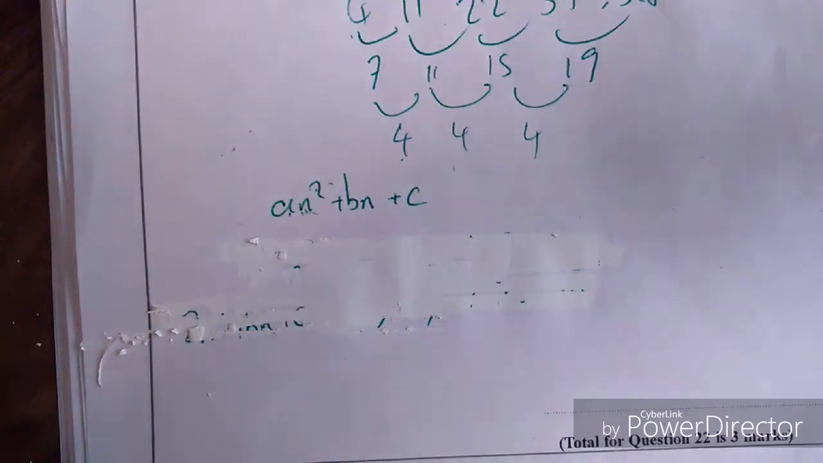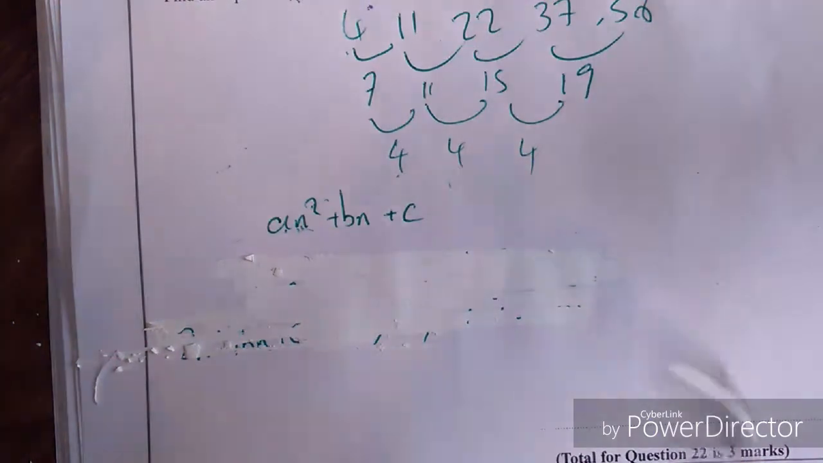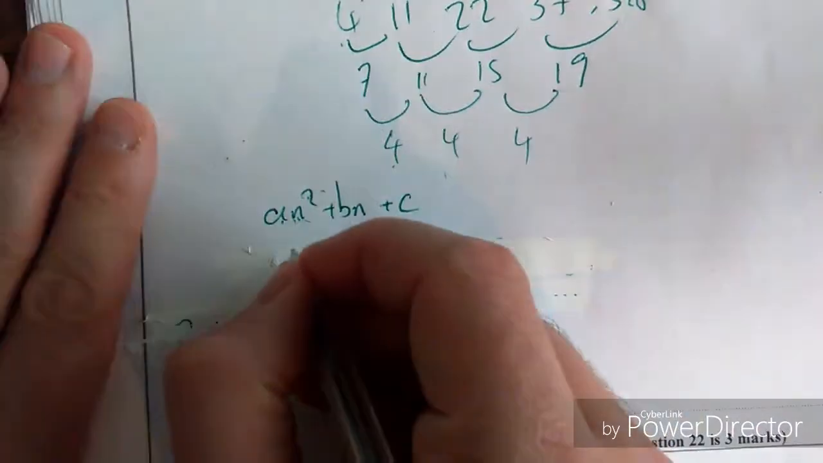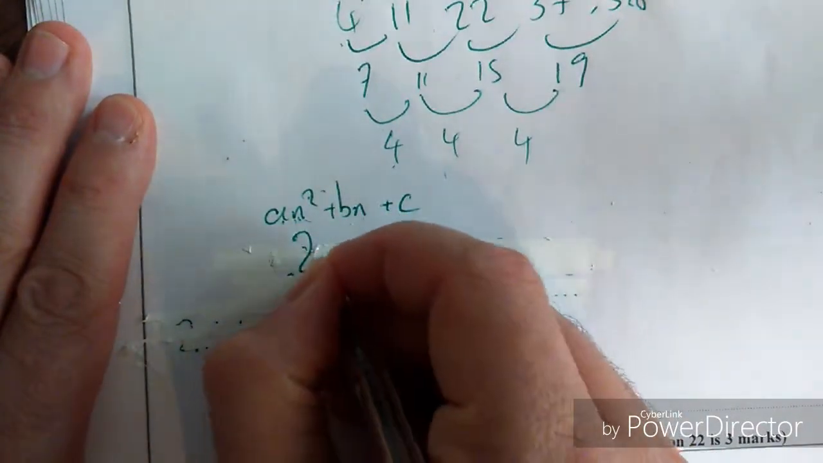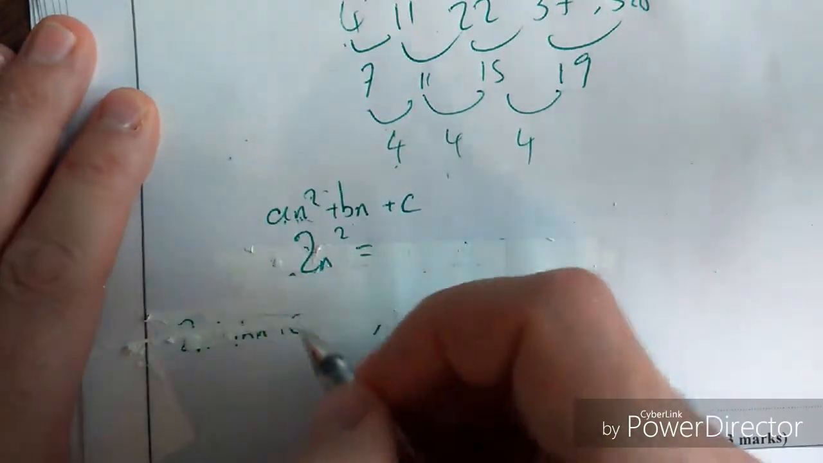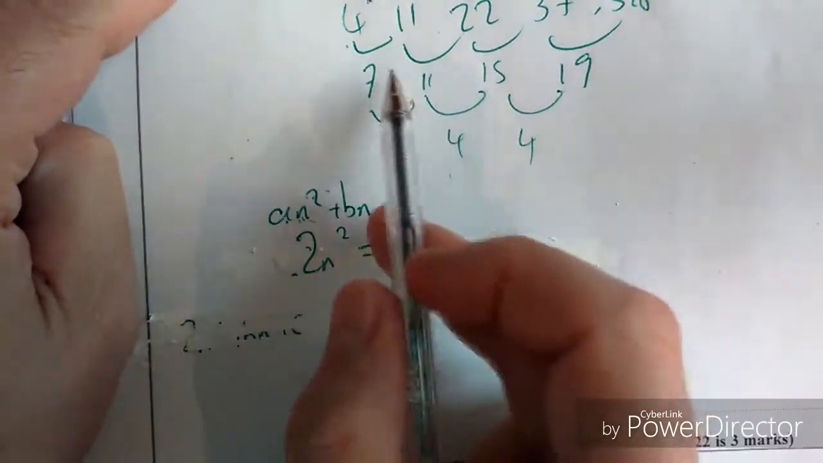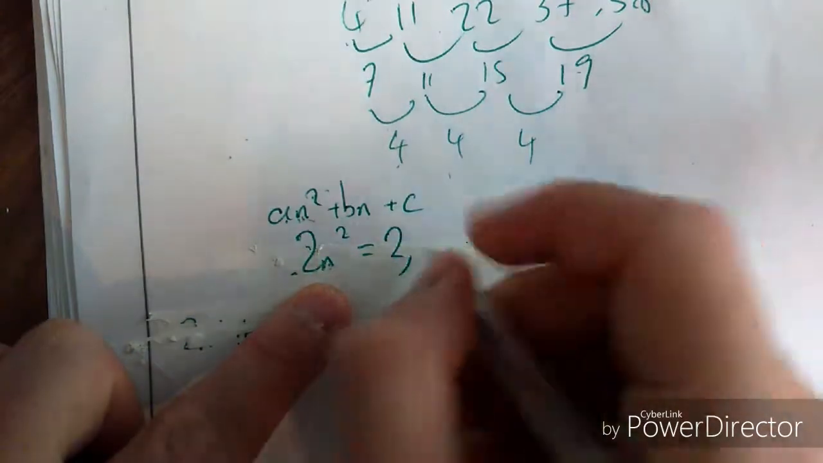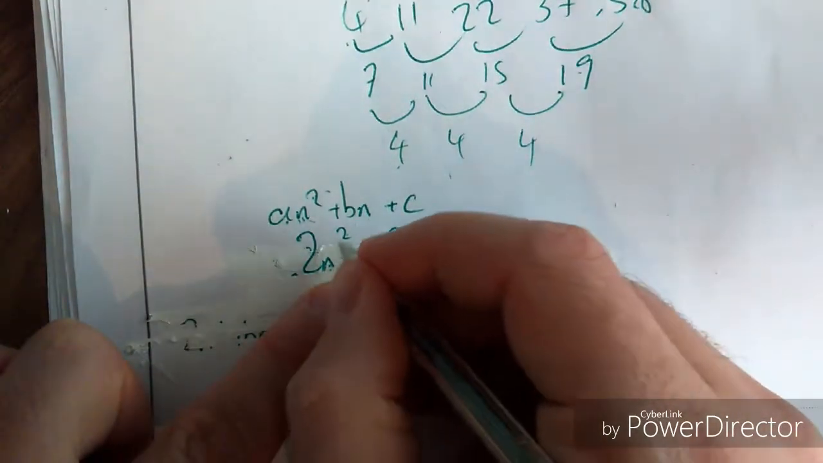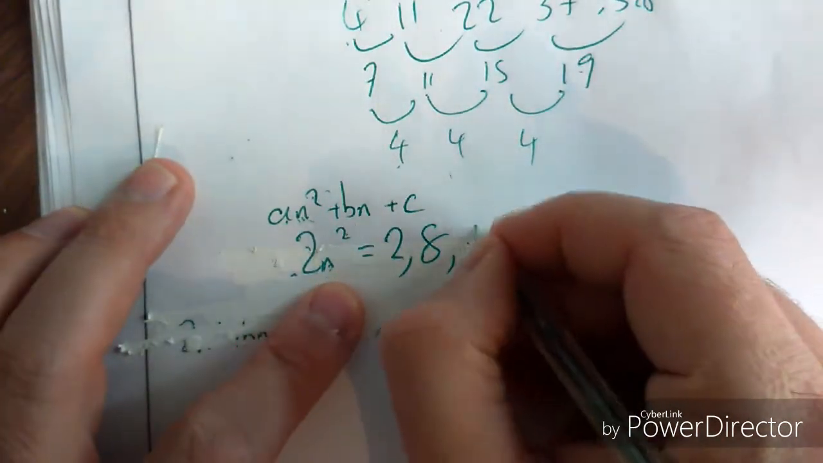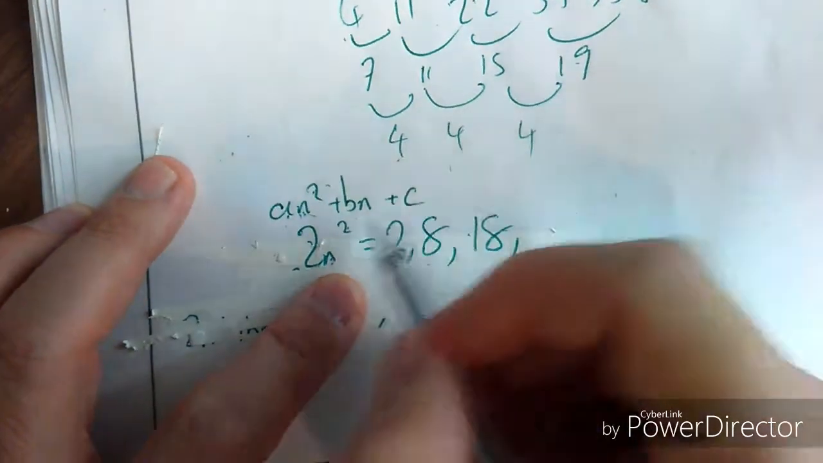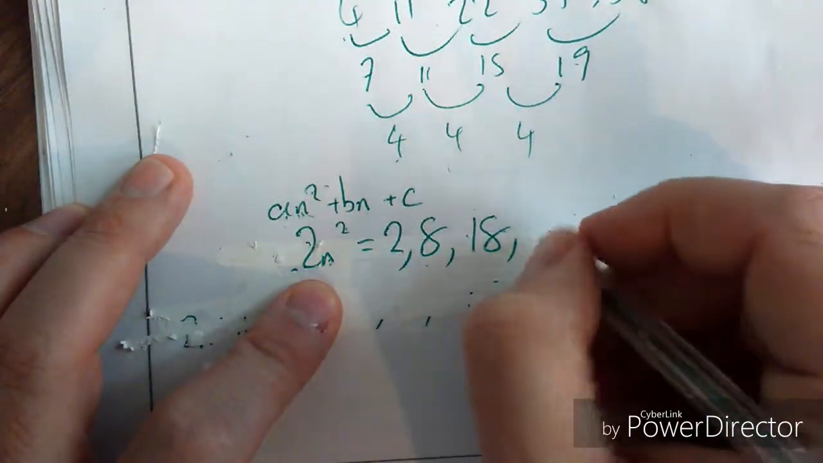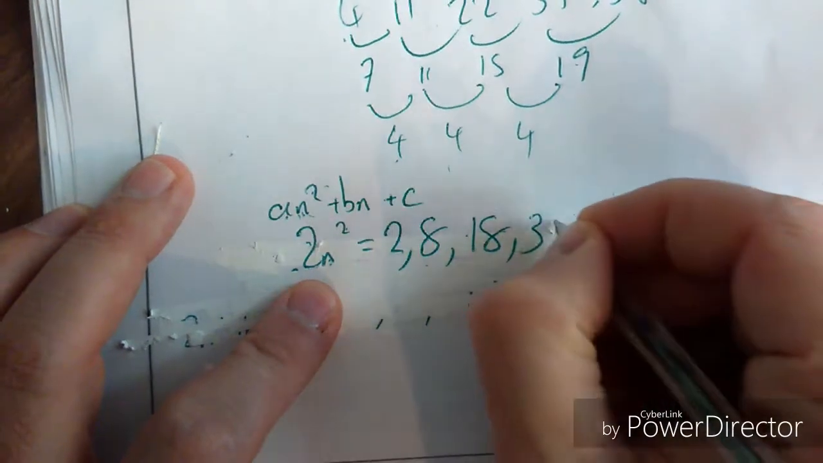Because that's 4, my first bit in front of the n squared is going to be 2n. Now what I'm going to do is write out the sequence of 2n squared to see if it's similar to our first one. So 1 squared is 1 times 2 is 2. 2 squared is 4 times 2 is 8. 3 squared is 9 times 2 is 18. 4 squared is 16 times 2 is 32. Now these two don't look alike.